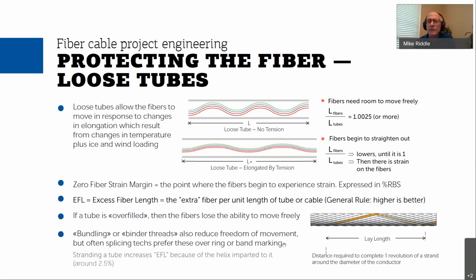And then a final note on this slide is that if you take a tube and you strand it, like you see in this picture, you increase that EFL because of the helix that's in the tube. So in the tube, you're typically getting about 0.25% excess fiber length. If you strand the tube, you typically get about 2.5%. And we'll see why this is important later.